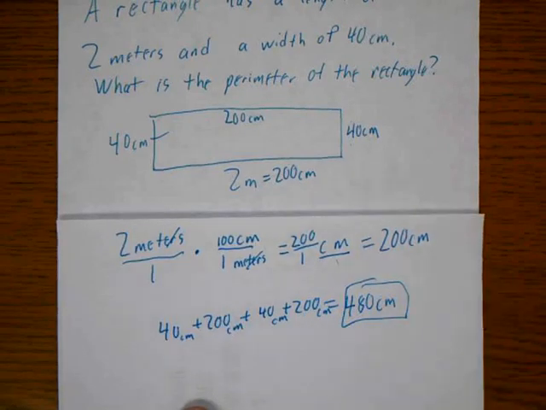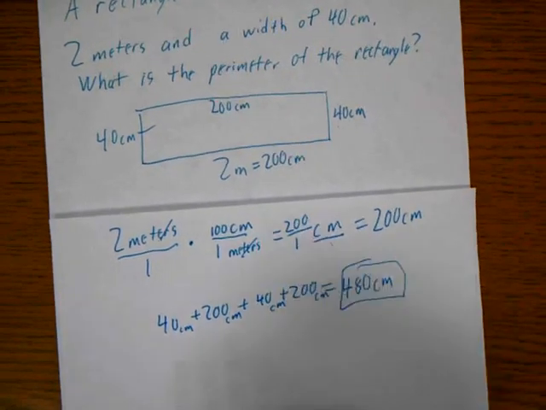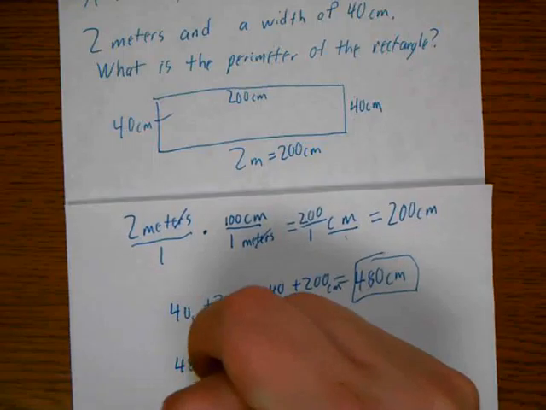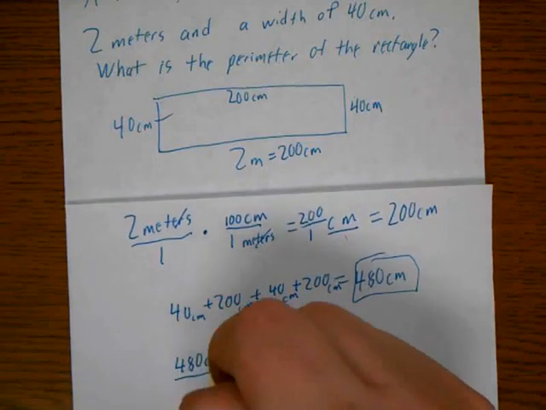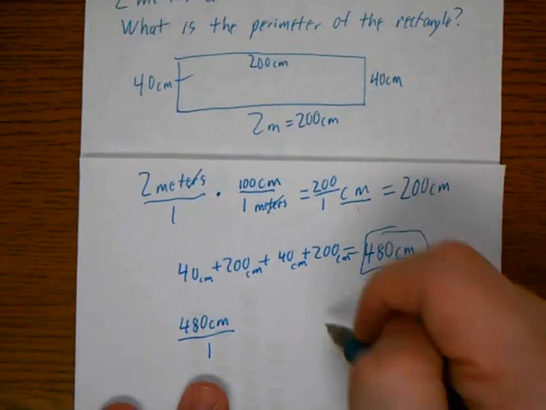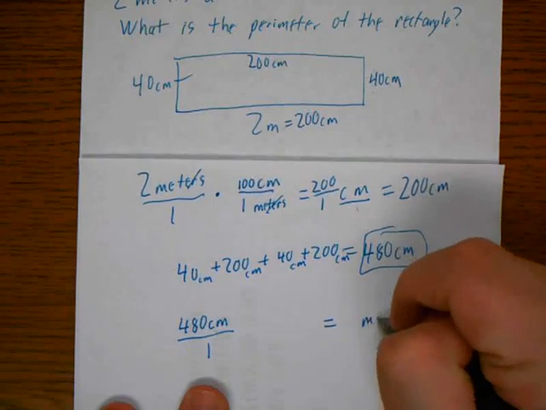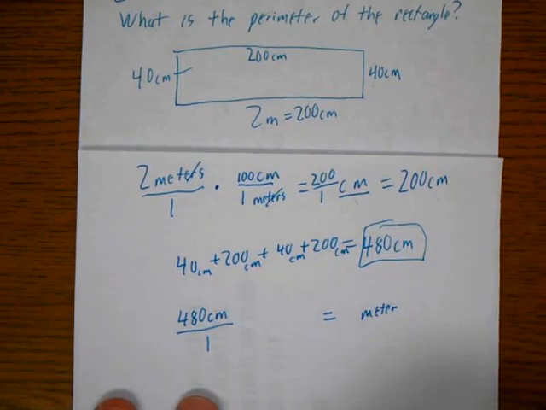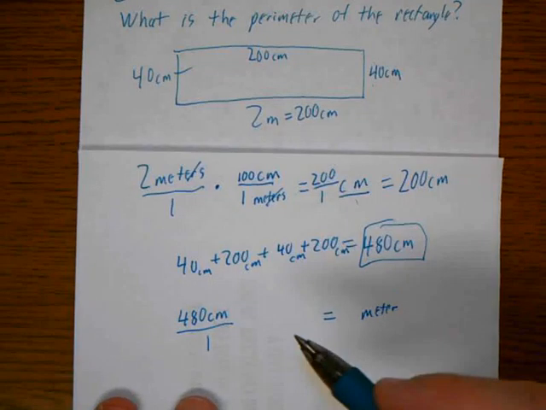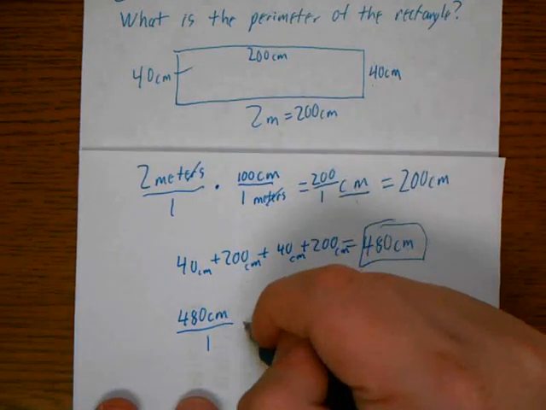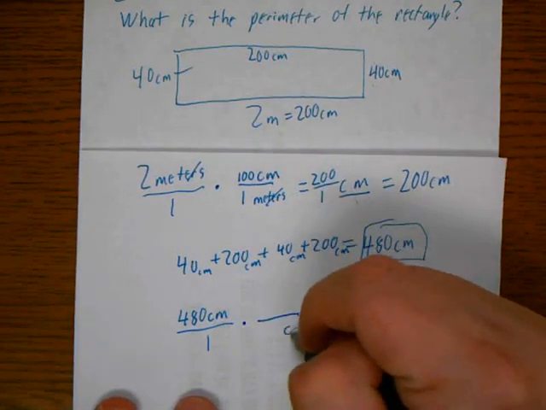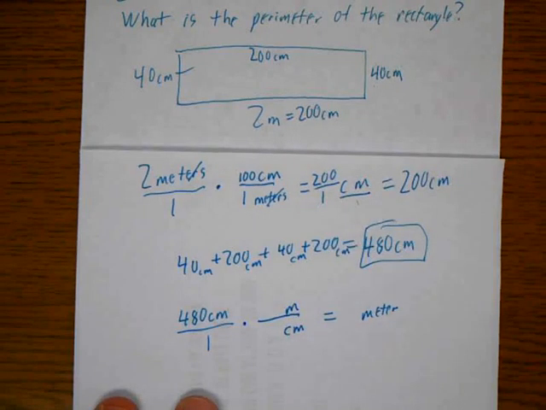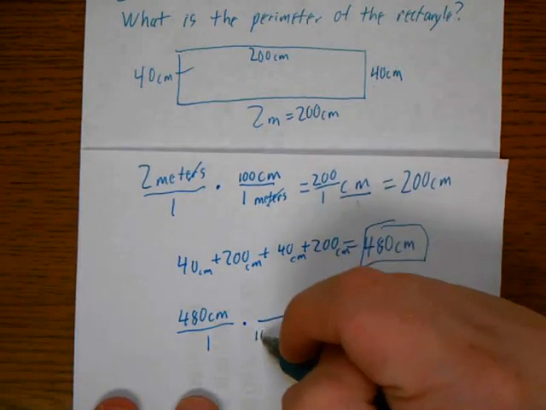Now, let's say you worked that problem, and you got it all the way worked out, and then you realize, oh, I need to give an answer in meters. If I wanted to change this answer into meters, I would do it very similar. I would start the 480 centimeters over 1, and I know I want to end up in meters. I still want to use the fact that there are 100 centimeters in each meter. In this case, though, the centimeters are on top of our original fraction, so my centimeters are going to have to be on the bottom of this fraction.